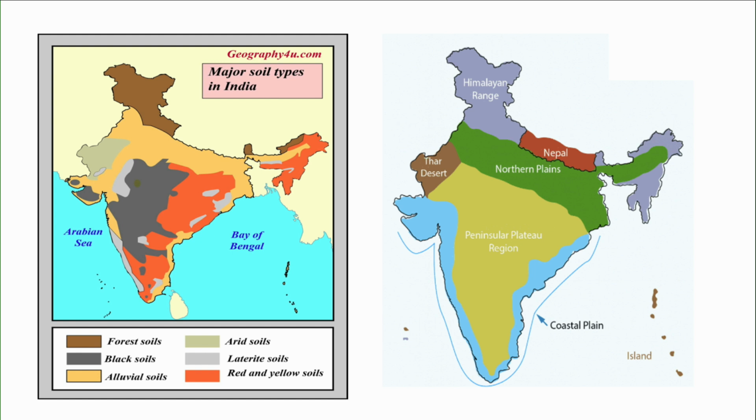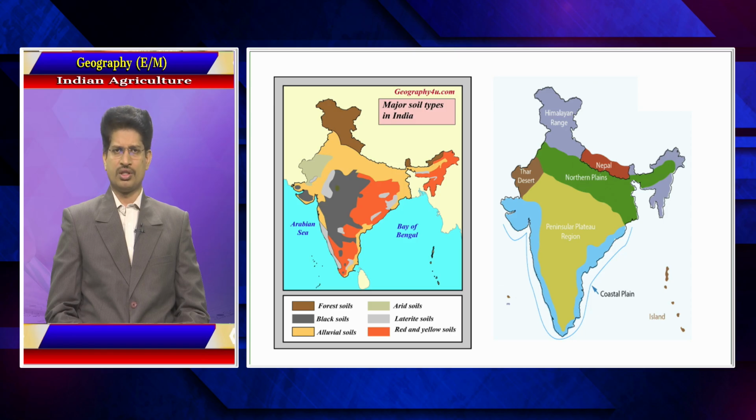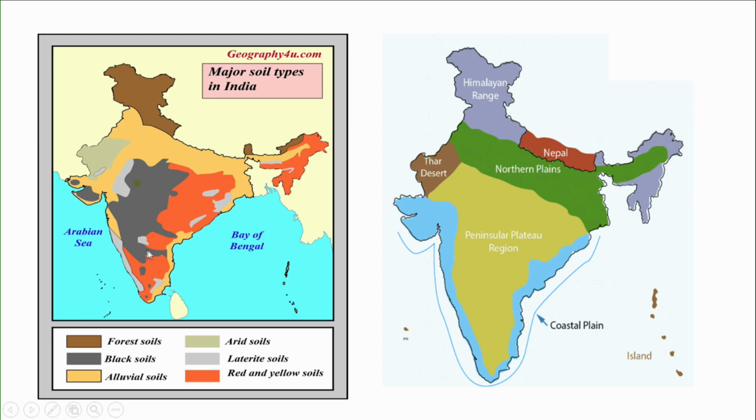Laterite soil is considered to be a poor soil in terms of fertility. Then the desert soils or sandy soils are in the Rajasthan region, and in the rain shadow region on the eastern side of the Western Ghats. These are the different types of soils present in different parts of our country.